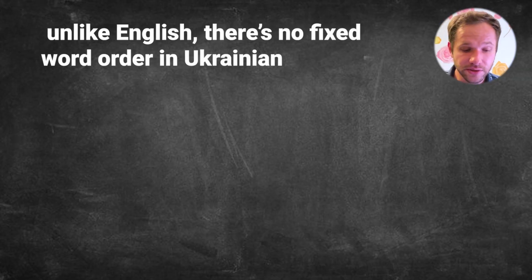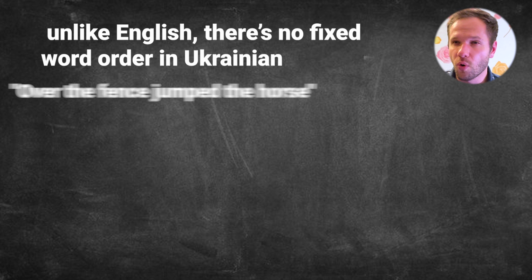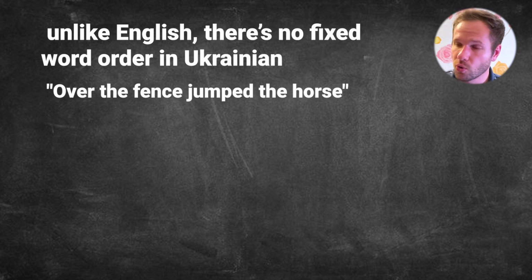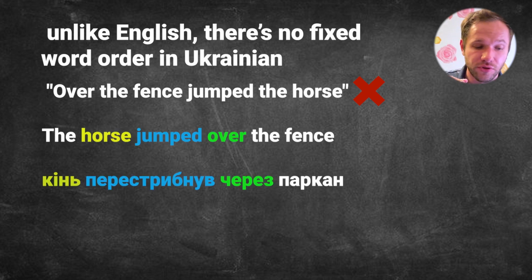You may have noticed one thing already. Unlike English, there is no fixed word order in Ukrainian. In English, a sentence like "over the fence jumped the horse" would sound incorrect, right? Because it should be the other way around. The horse jumped over the fence.